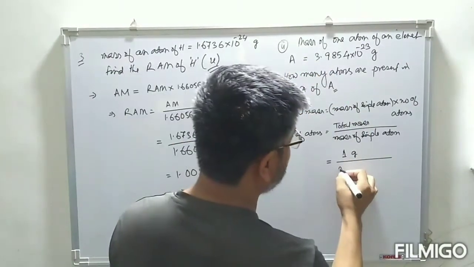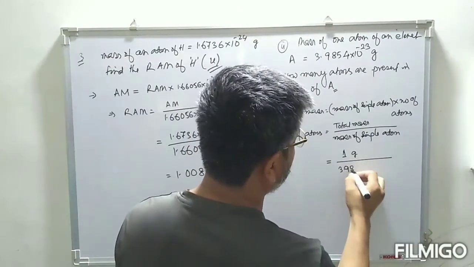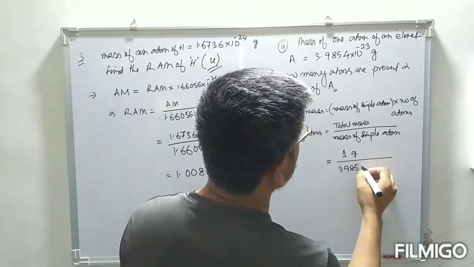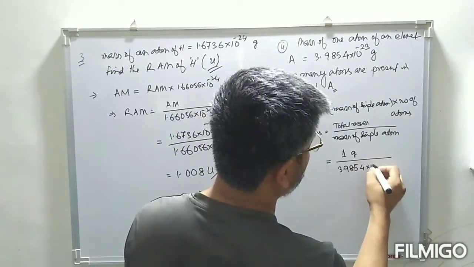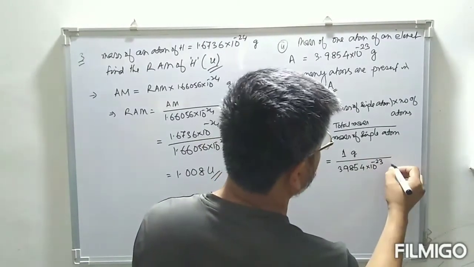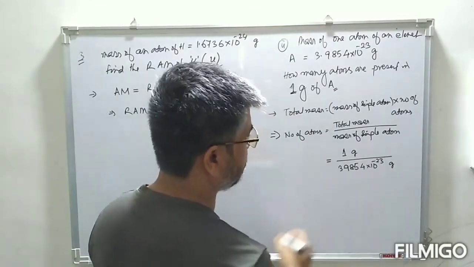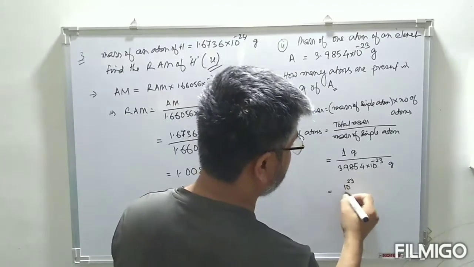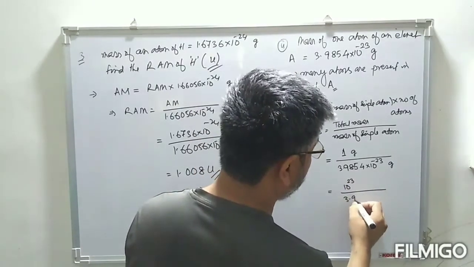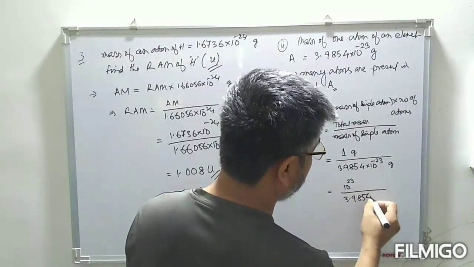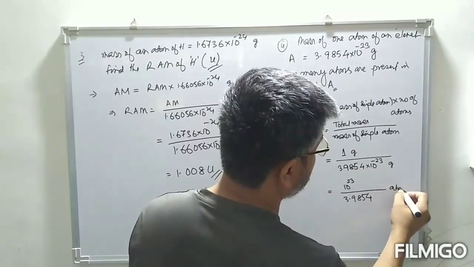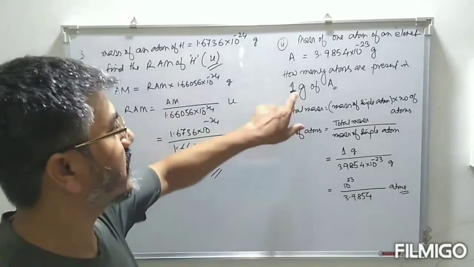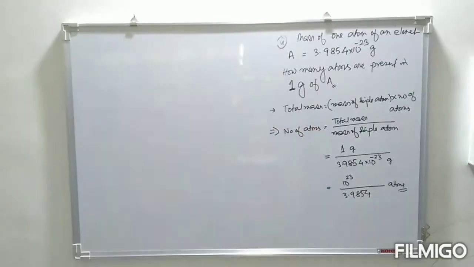Mass of single atom is 3.9854 into 10 to the power minus 23 gram. So this is 10 to the power 23 divided by 3.9854 atoms. So this many atoms are present in 1 gram of A.